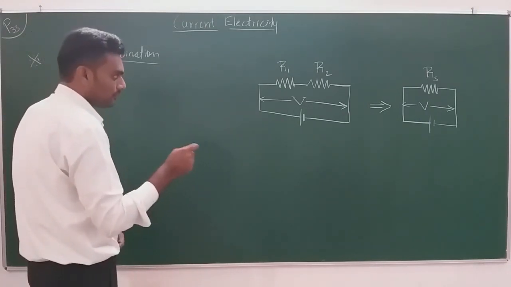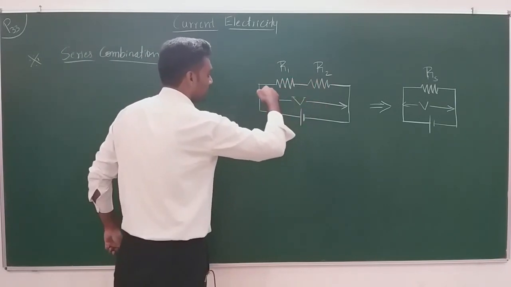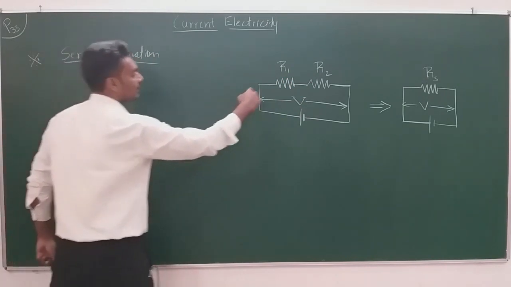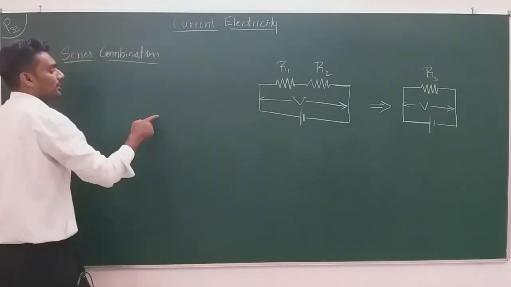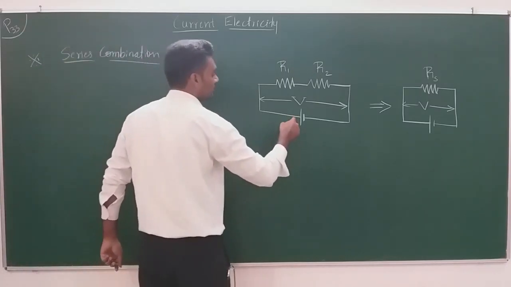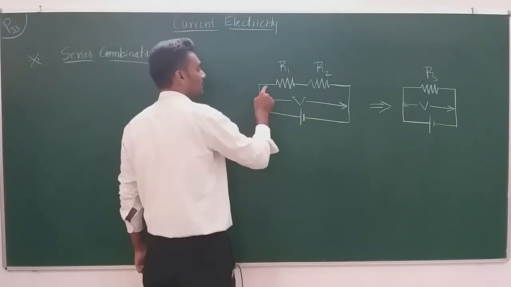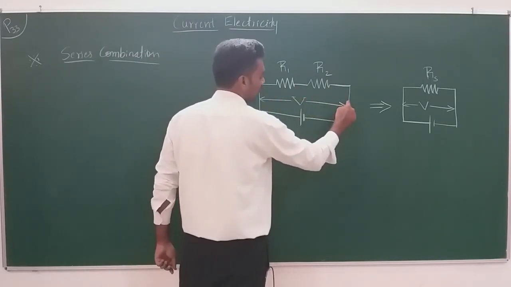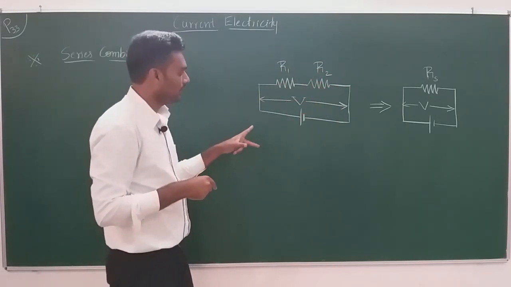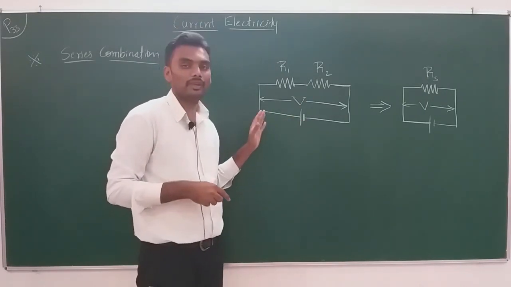Now there will be certain current set up in the circuit, in the combination of resistors, which will be constant throughout the circuit. Say I is the current here, so that I itself will be the current everywhere. Since there is no division of the circuit, no splitting of the circuit, the current throughout the circuit will be the same.